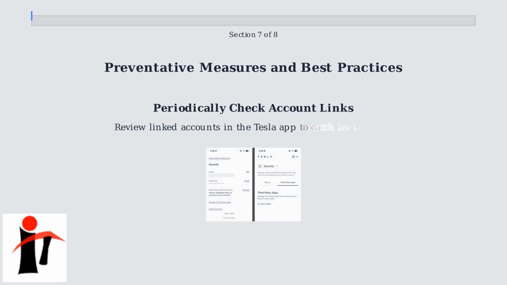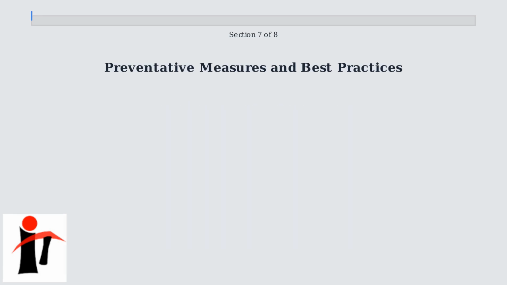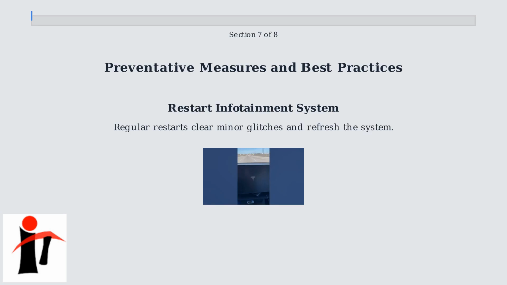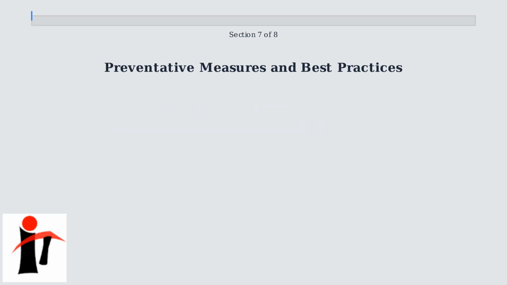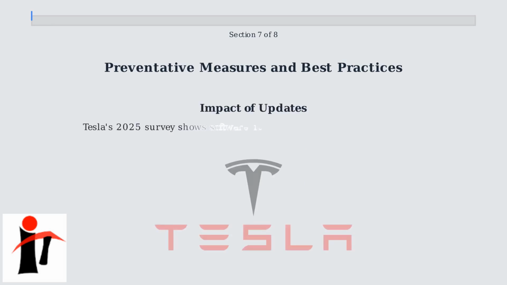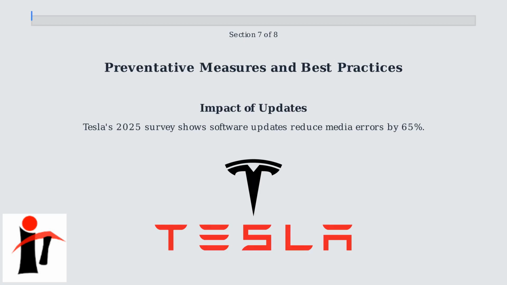Fourth, periodically check your account links in the Tesla app. This ensures all streaming services remain properly connected. Fifth, regularly restart your Tesla's infotainment system. This simple step prevents minor glitches from building up. According to Tesla's 2025 user feedback survey, keeping software updated can reduce media license errors by up to 65%.